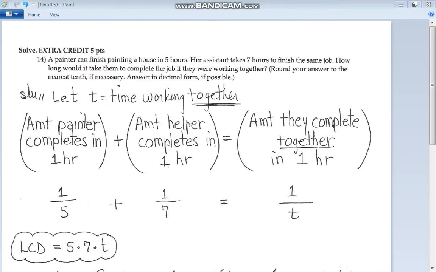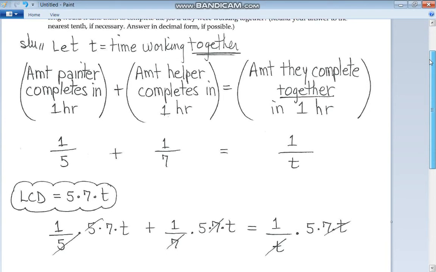And finally, we have question number 14, extra credit. A painter can finish painting a house in 5 hours. Her assistant takes 7 hours to finish the same job. How long would it take for them to complete the job if they were working together? Round your answer to the nearest tenth. Answer in decimal form if possible.